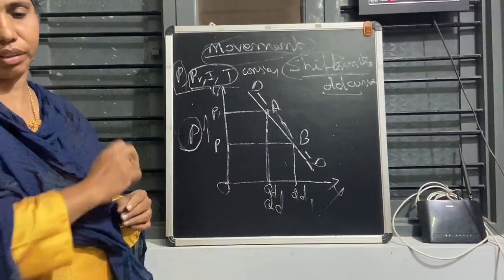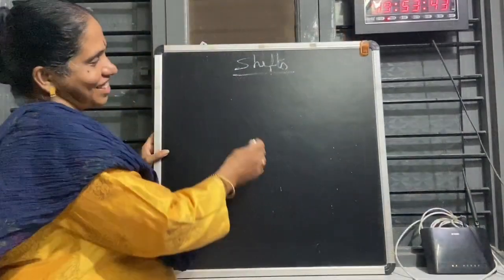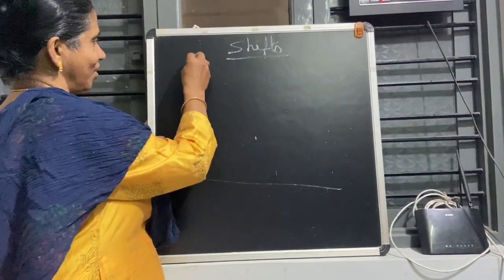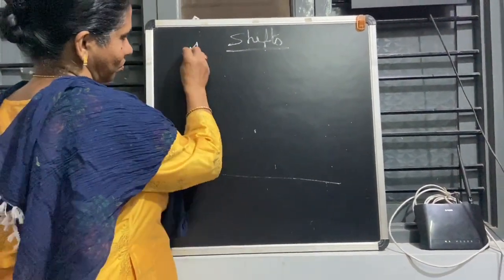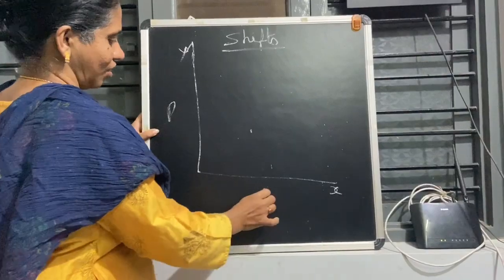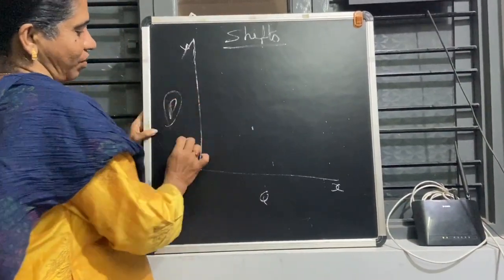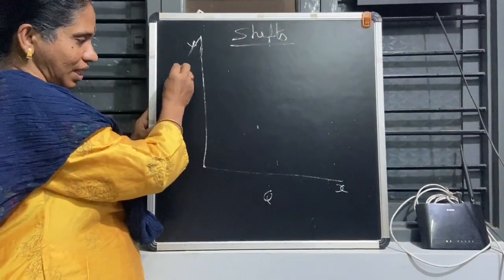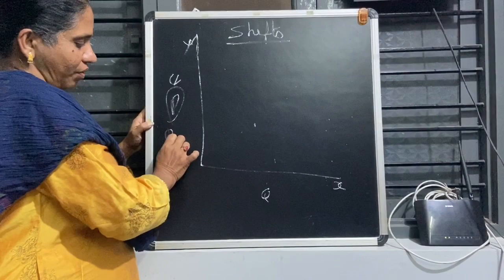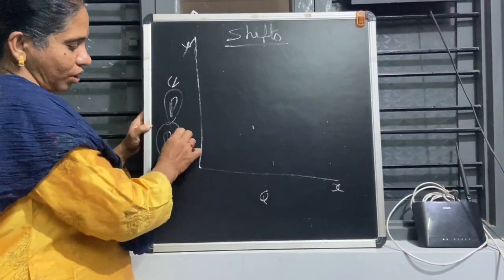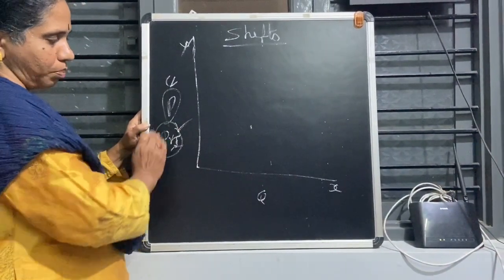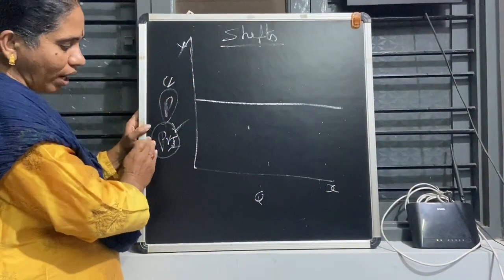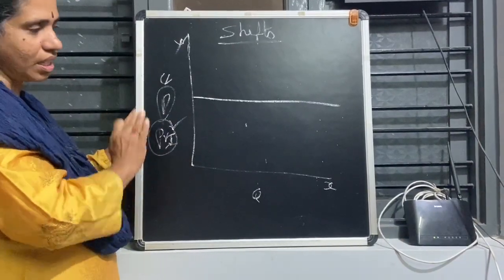Next we will see the shift in the demand curve. Same thing, we take the x-axis and the y-axis, price and quantity demanded. Here we should not write the price as the changing factor. We are taking the other things into consideration: price of related goods, income and so on. We are keeping the price constant. There is no change in the price. What will happen when income changes or the price of related goods changes?